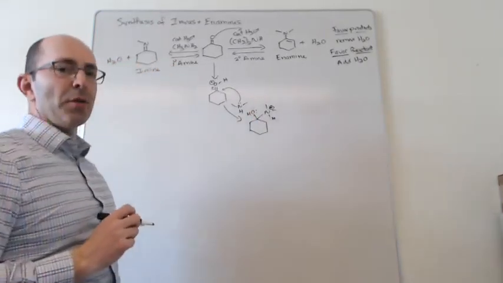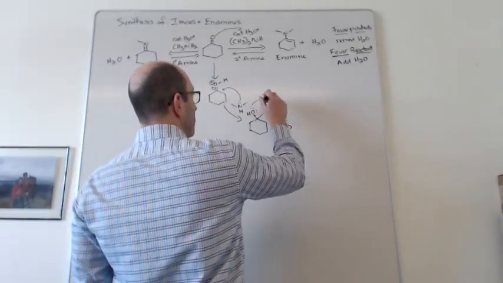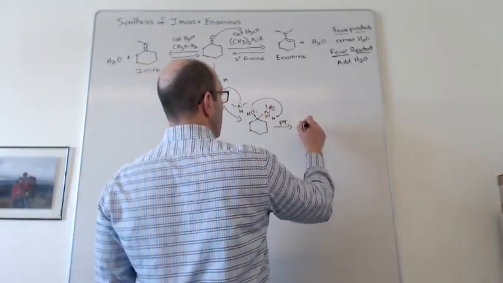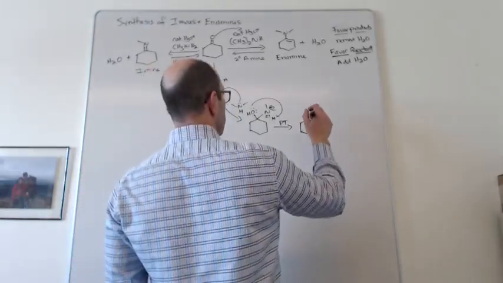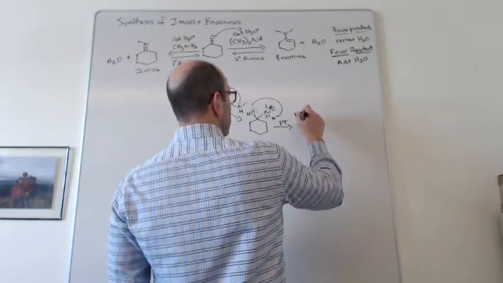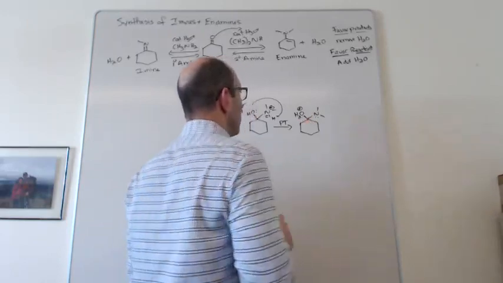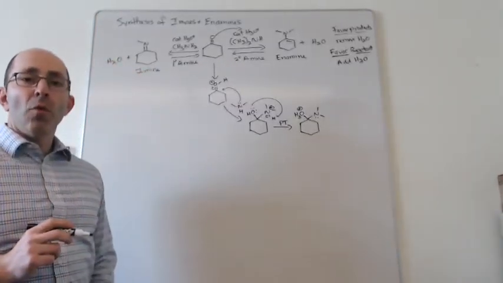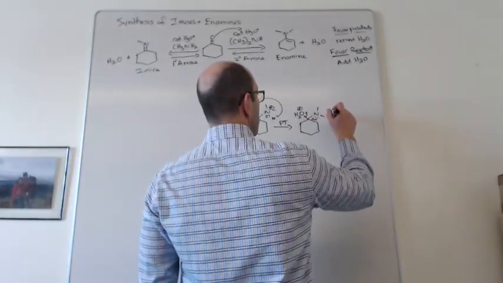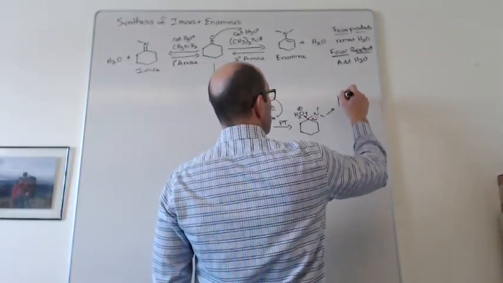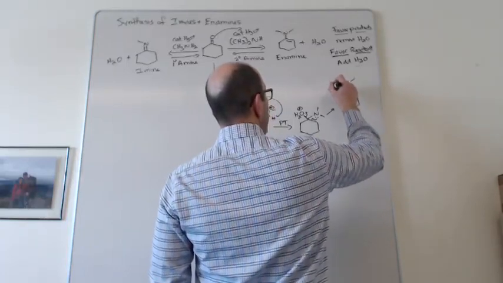So there's our tetrahedral intermediate. As we've seen several times, we're now going to do a proton transfer, the proton from the nitrogen to the oxygen. Now we can remove water. This is our step to eliminate water from the molecule. That's going to give us the iminium ion intermediate.